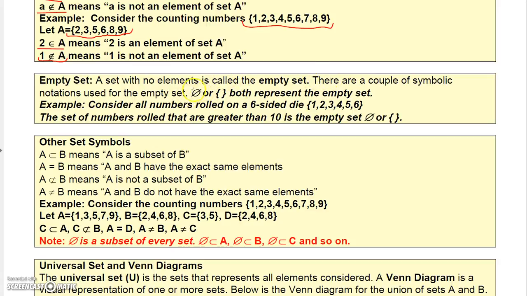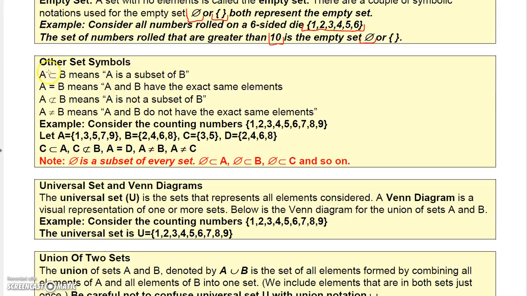Now, a set with no elements in it is called an empty set. And there's a couple of notations you can use. You can use the null symbol, or you can use just a set of empty braces. Both of those represent the empty set. So, for example, consider all numbers rolled on a six-sided die. Those would be the numbers 1 through 6. Well, if I asked you to list the numbers rolled on a die that are greater than 10, after you looked at me kind of strange, you would say that that is the empty set because there are no elements in that set. There are no numbers greater than 10 that fall within this set.